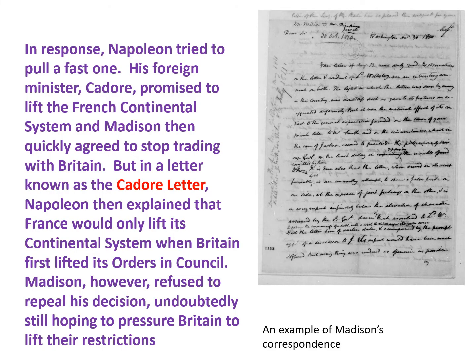In response to Macon's Bill No. 2, the French leader Napoleon tried to pull a fast one. His foreign minister, Cadore, promised to lift the French restrictions on trade known as the Continental System, and Madison quickly agreed therefore to stop trading with Britain, as he said he would in Macon's Bill No. 2. But then in a subsequent letter known as the Cadore letter, Napoleon explained that France would only lift its Continental System when Britain first had lifted its trading restrictions, known as the Orders in Council. Madison, however, refused to repeal his decision. He was going to stick with what he just said, undoubtedly still hoping to pressure Britain to lift their restrictions.